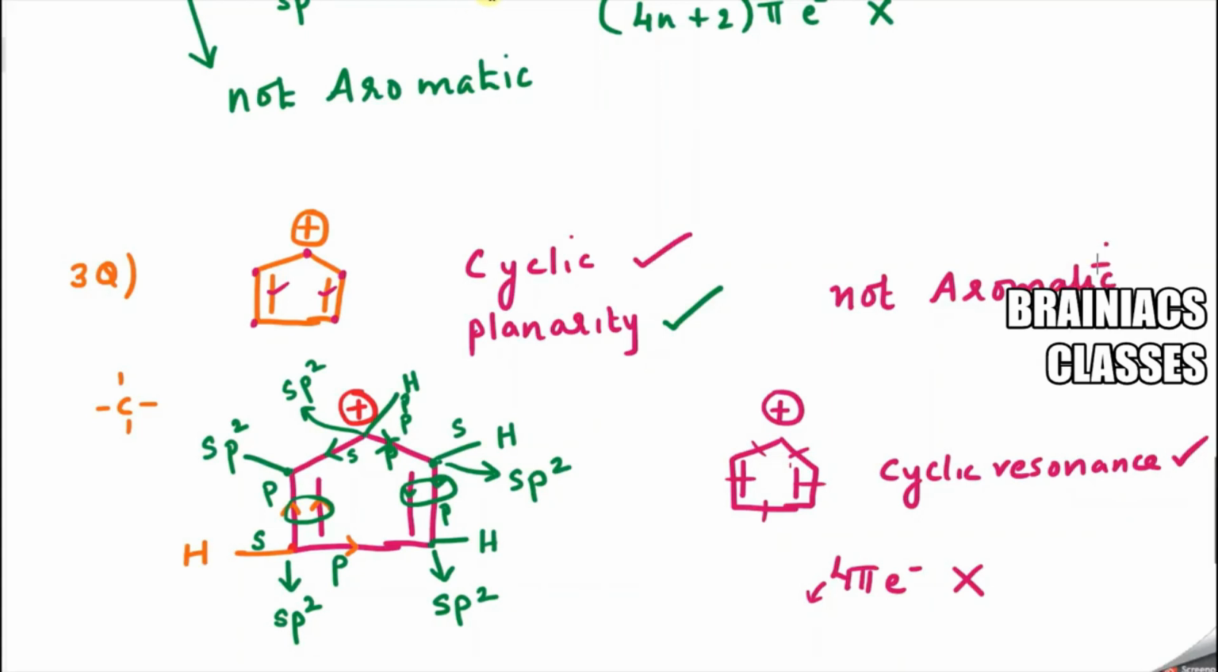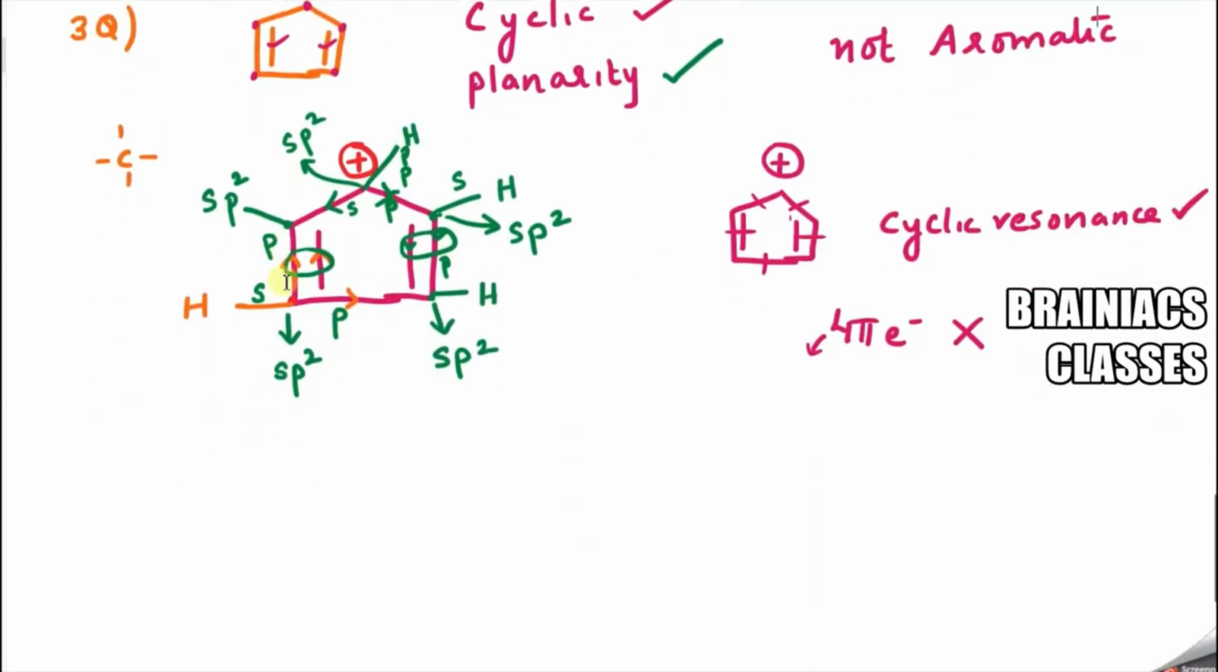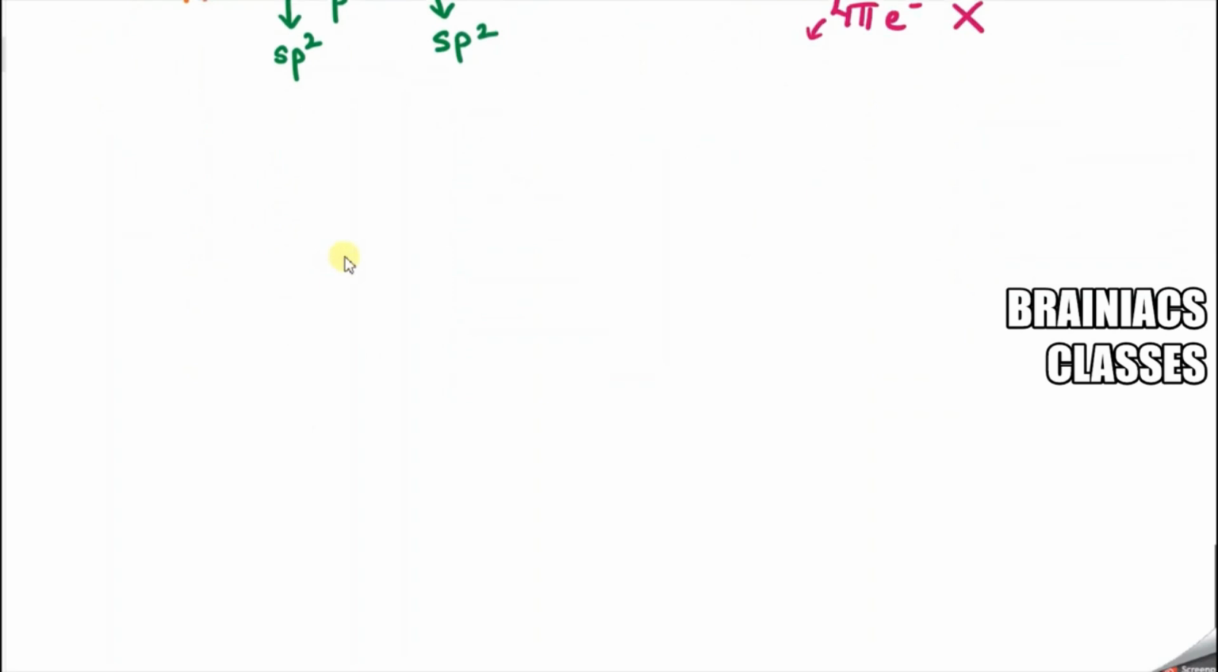So I hope, students, it is becoming clear for you. Now let's go to the next question. We will take a new color. Okay, question number 4. There is only one difference I am making for this question. You can try yourself. This looks like a house. Only one difference: I am making it a negative charge. Now tell me whether the compound is cyclic. Yes, you know it is cyclic. We have already learnt.